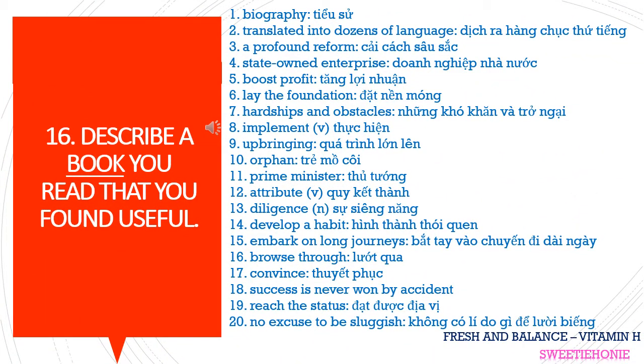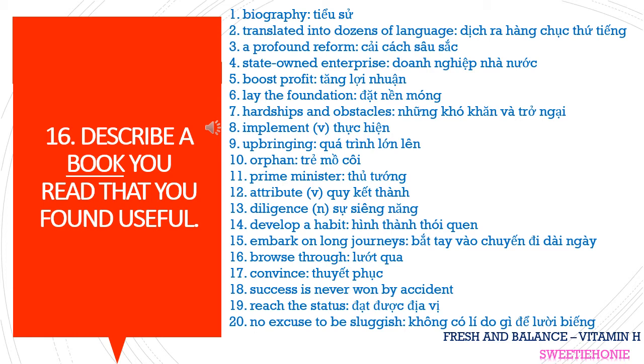16. Describe a book you read that you found useful. The book I am going to tell you is a biography of Zhu Rongji. The book has been translated into dozens of languages, sold around the world. He was China's prime minister from 1998 to 2003. During his term, he carried out a profound reform on state-owned enterprises, which significantly improved efficiency, boosted profit, and laid the foundation of the rapid growth of China's economy in the following years. Until now, there are still a large number of people honoring him.